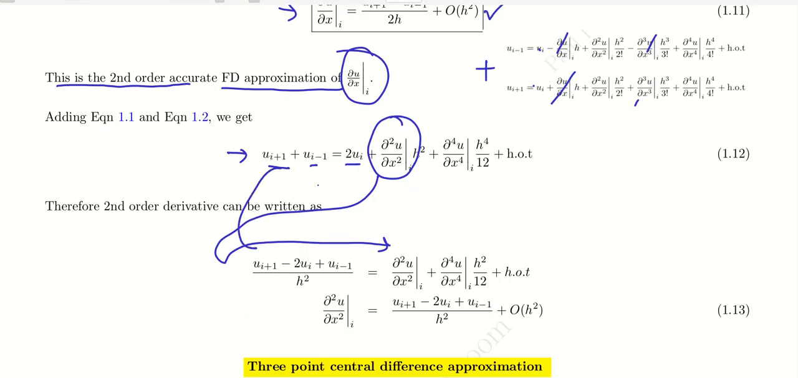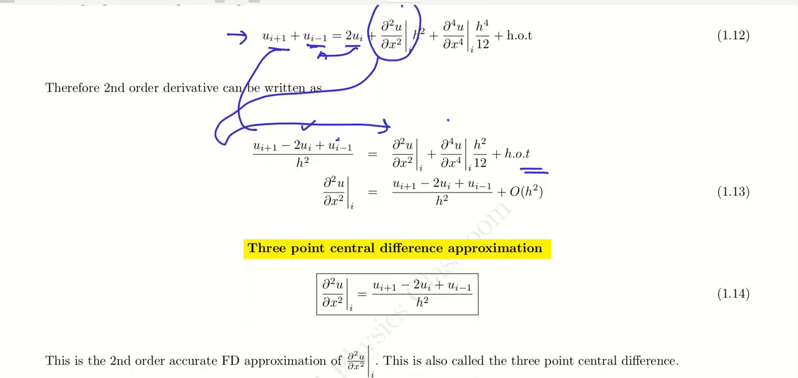u_{i+1} minus 2u_i plus u_{i-1}, which equals ∂²u/∂x² plus ∂⁴u/∂x⁴ and all the higher order terms. I am dropping this term, therefore it is second order accurate, and that means ∂²u/∂x² computed at point i is u_{i+1} minus twice the central point plus the backward point u_{i-1}, divided by h². This is called the 3-point central difference approximation of the second order derivative, which is correct up to second order. This is called the 3-point central difference approximation.